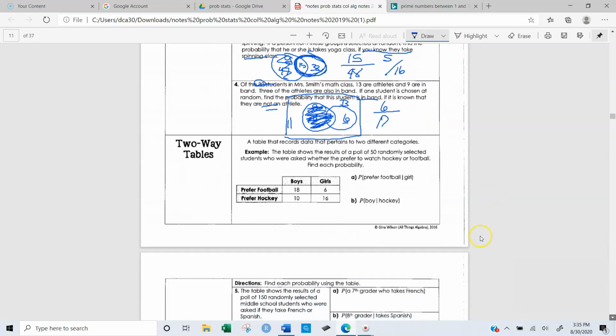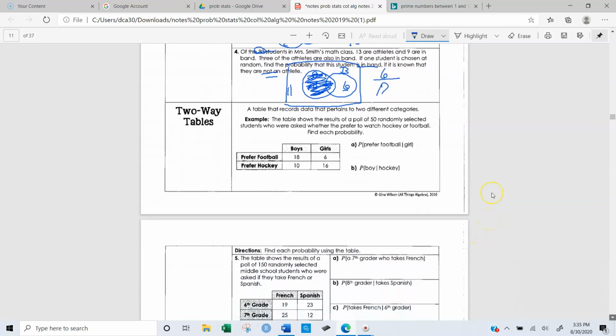Okay, two-way frequency tables. I think these are kind of fun. Okay, the table shows the result of a poll of 50 randomly selected students who were asked what they prefer to watch, hockey or football. Find each probability. Okay, I want to know, so here's the given that. So I care about the girls. So out of the girls, you're looking right here, because that's my given that, who prefer football. So that's 6. So the answer here is 6 out of, and then I have 22 total girls. 22 girls. Okay, pause and try yours.